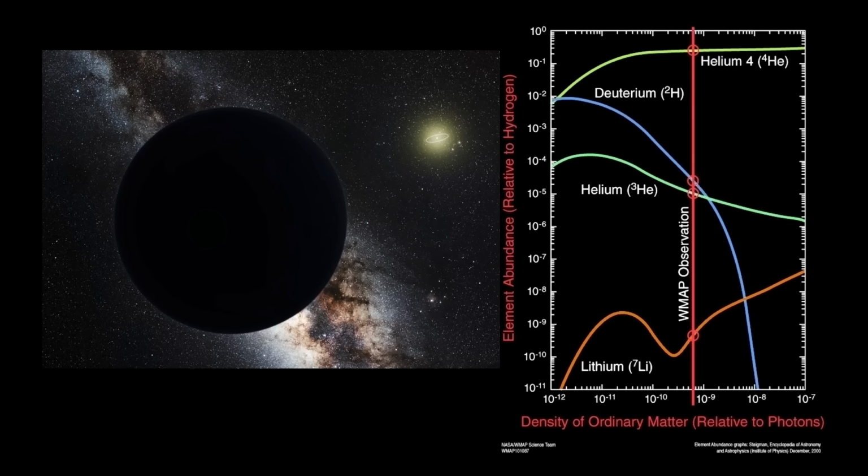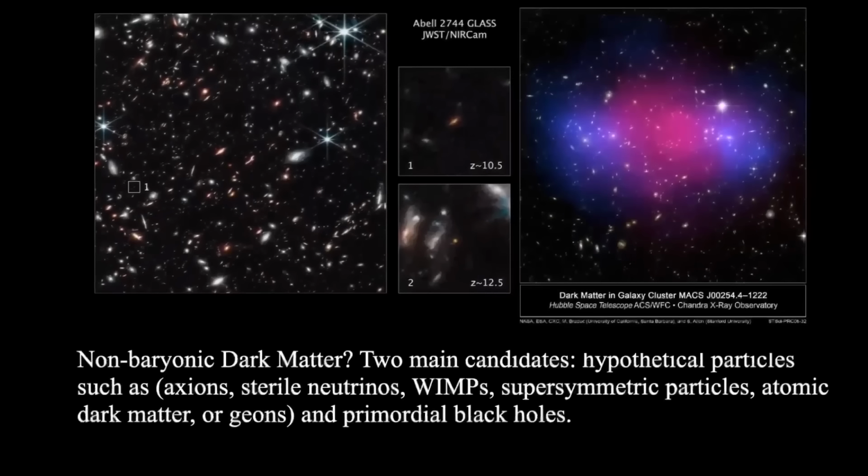Finally, the WMAP and Planck probes indicate that, as I said, 5 out of 6 parts of the total matter is in a form that shows only gravitational effects. So that leaves us with non-baryonic dark matter. And there are 2 real main candidates for non-baryonic dark matter. One is hypothetical particles like axions, sterile neutrinos, WIMPs, weakly interacting massive particles, supersymmetric particles from beyond the standard model of particle physics, atomic dark matter, or geons, which are black holes made of light. Kind of a weird thought. Or fundamentally, just simply primordial black holes.